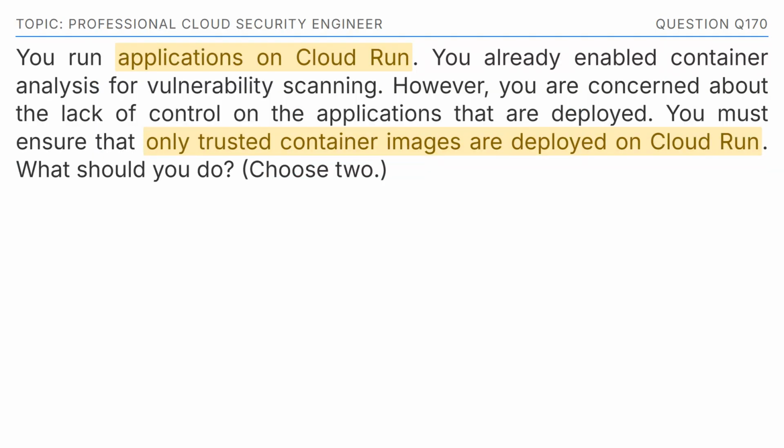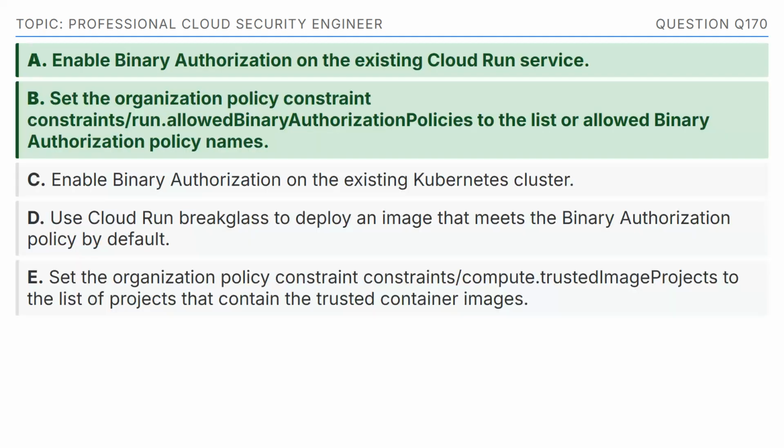To arrive at the correct answer, we focus on the keywords applications on Cloud Run, only trusted container images are deployed on Cloud Run. The correct answers are option A, enable binary authorization on the existing Cloud Run service. And option B, set the organization policy constraints/run.allowedBinaryAuthorizationPolicies to the list of allowed binary authorization policy names.